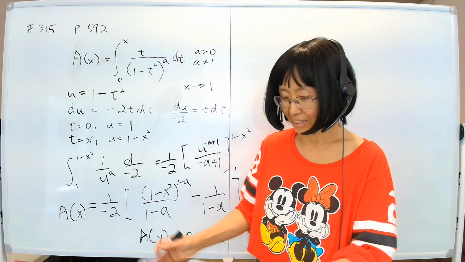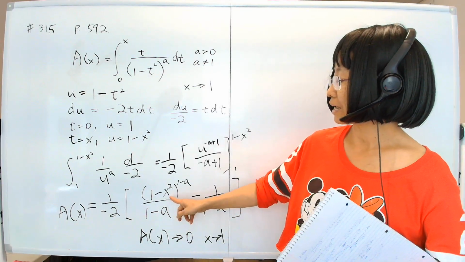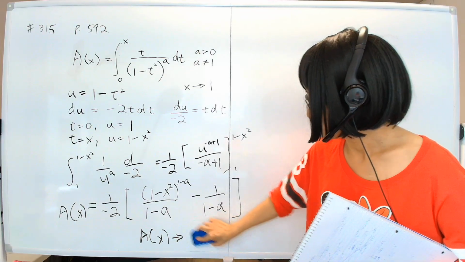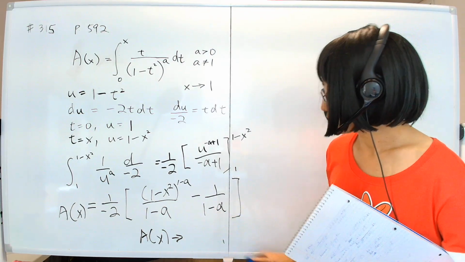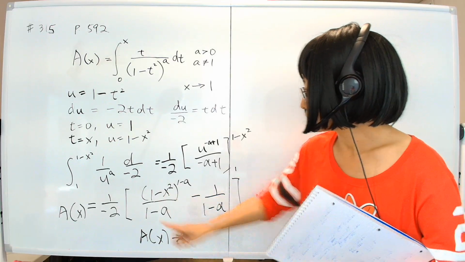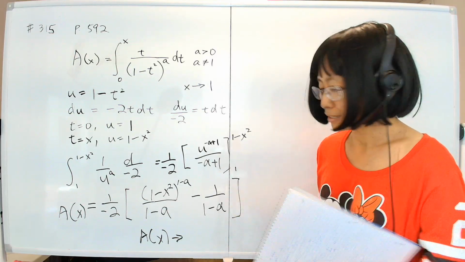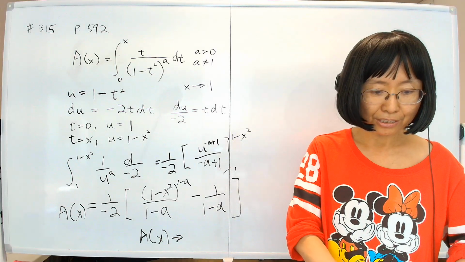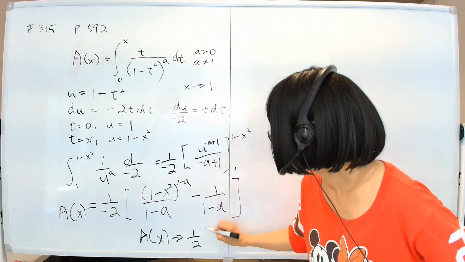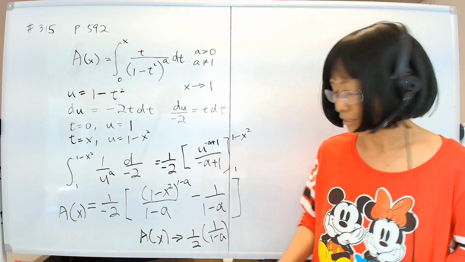Sorry, I said the wrong thing. I mean, that's what you get for not checking the answer. When x approaches 1, 1 minus 1 is 0. So this does not go to 0. It goes to this thing right here, right? As x approaches 1, then it's just equal to this one, minus 1 half times this minus 1 over 1 minus a, which should be 1 half times 1 over 1 minus a. That should be the answer.